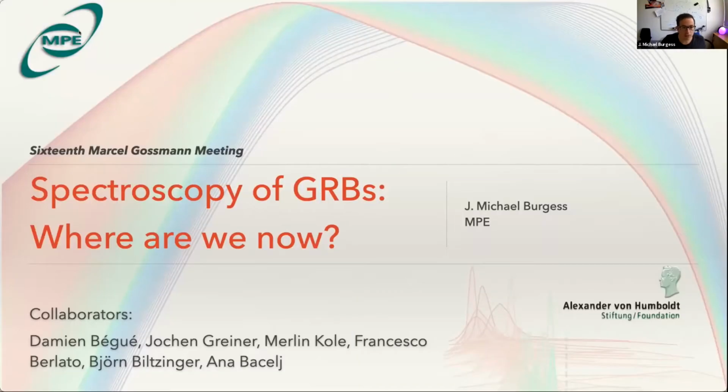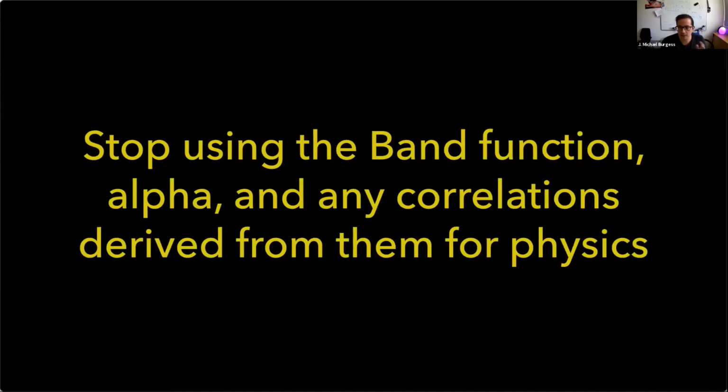Awesome. Okay, so hi, I'm Michael. I'm going to invade the photosphere session a bit to talk about synchrotron and photosphere, and also how to fit GRB spectra and some of the things we need to worry about and where we are right now with the situation. If you take anything away from my talk today, it's mostly to stop using the Band function, alpha, and any correlations derived from them for physics, because they're not going to give you the correct answer.